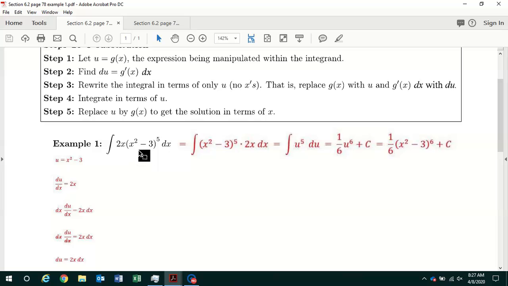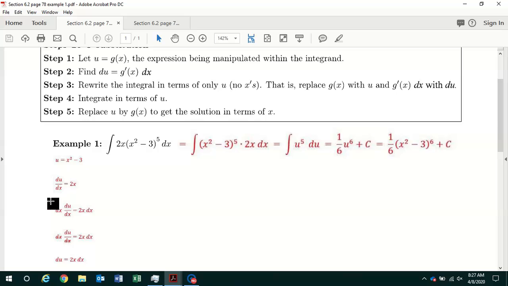Well, if you'll notice inside the parentheses here, x squared minus 3, if you differentiate that, the derivative of x squared is 2x, and the derivative of minus 3, the constant, is 0. So the derivative of what's inside the parentheses is 2x, and we have the 2x right here in the integrand. So u equal to x squared minus 3 is a good candidate for the u substitution method. So over here on the left, I have set u equal to x squared minus 3.